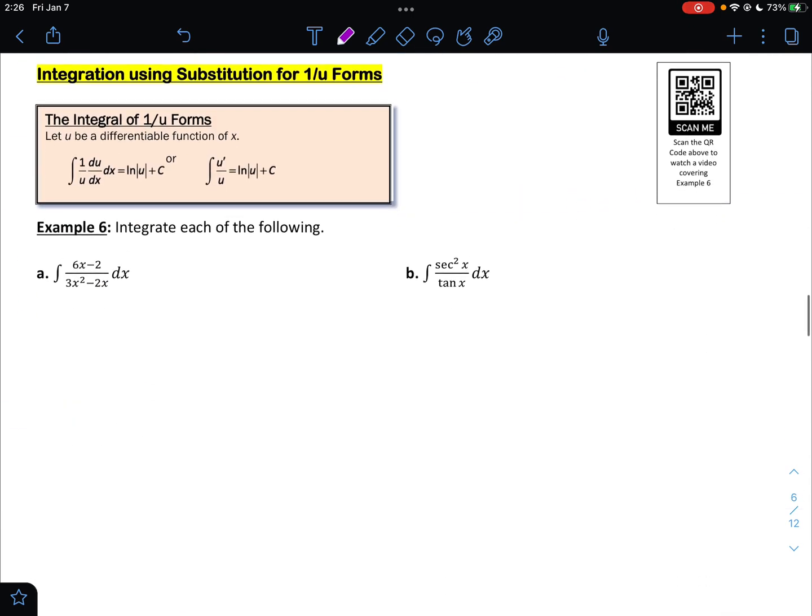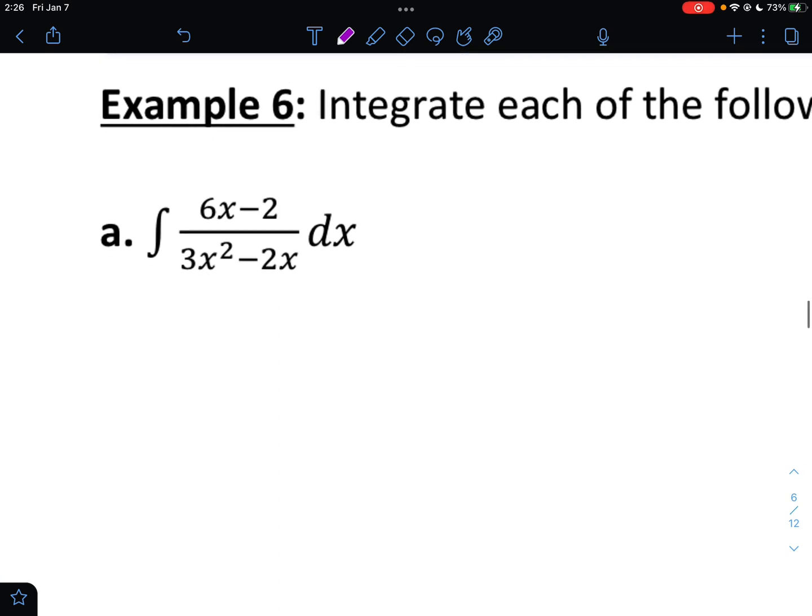This also works for logarithmic forms. All right, the 1 over u that we've always been doing with this, 1 over x before, but now it's 1 over u. So if we see something that has a rational function, where there's functions of x on the top and bottom of our function, we probably want to use substitution, and we probably are going to want to substitute for the denominator.